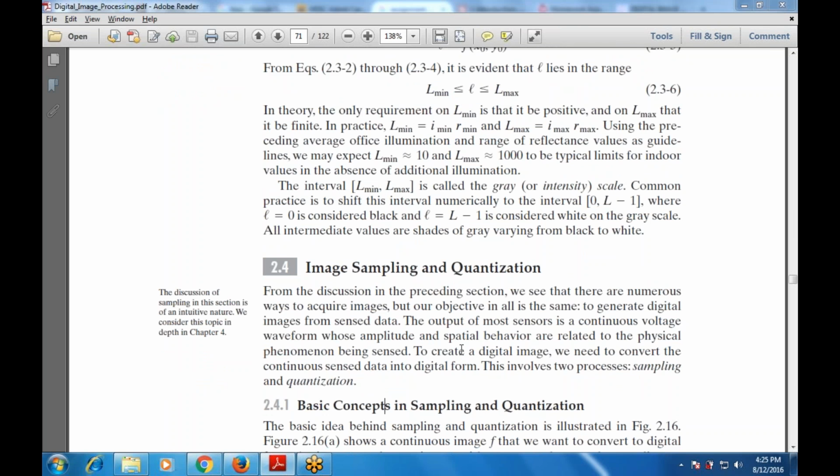When we talk about image sampling and quantization, that is what is used in the present section. There are numerous ways to acquire images, but our objective in all is the same: to generate a digital image from the sensed data, using the sampling method and the quantization method. The output of most sensors is a continuous voltage waveform whose amplitude and spatial behavior are used in image sampling and quantization.